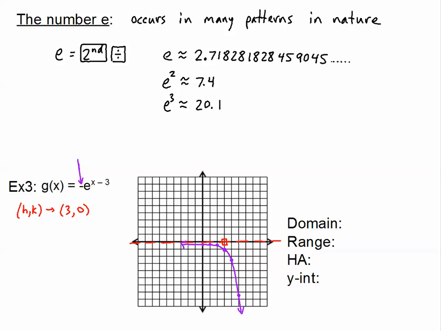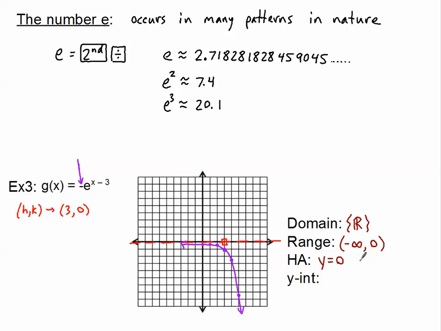Let's just review our domain, range, horizontal asymptote, and y-intercept. Our domain, of course, is still all reals. I can plug in anything I want for x. This time our range has kind of flipped upside down. We start at negative infinity, and we get all the way up to 0. We don't include the 0. A horizontal asymptote is still, in this case, y equals 0, the equation of the x-axis.